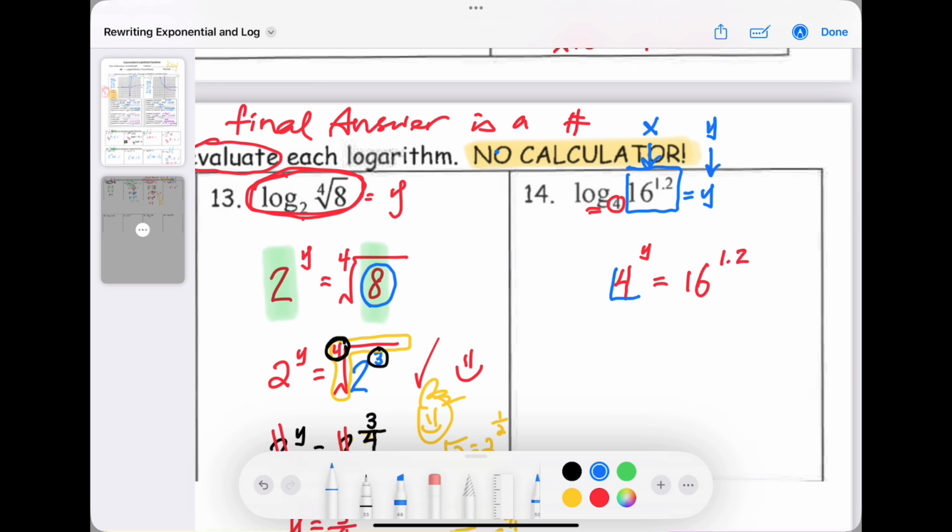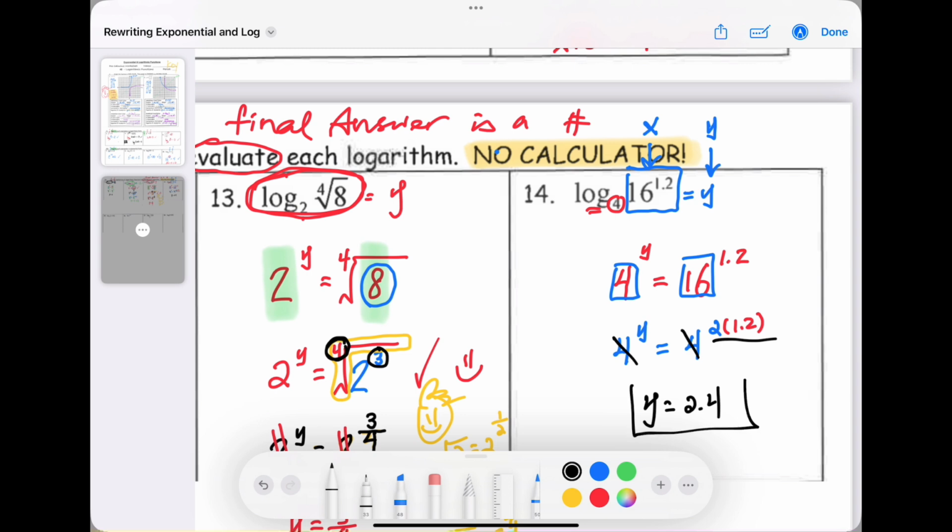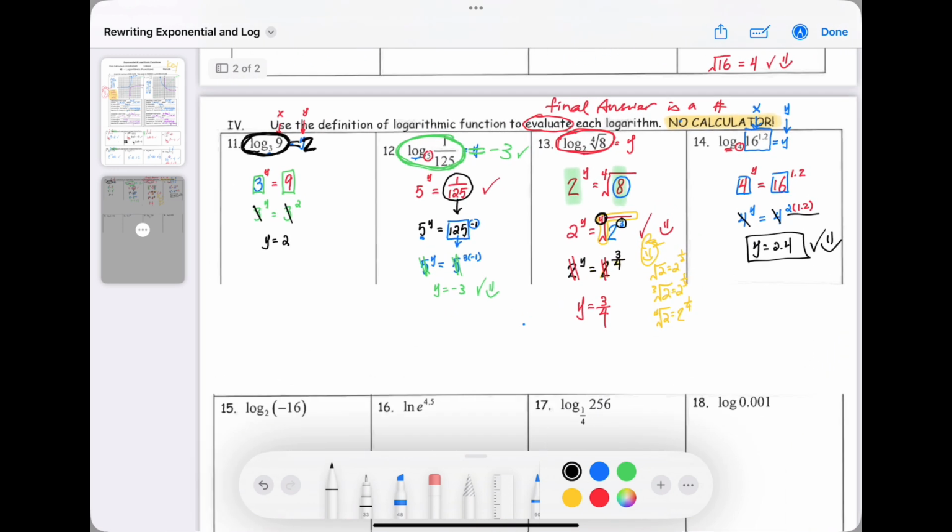Now, all about a base. 4 is my base, so leave me alone. Then what can you do with the 16? So 4 to the power 2 is 16. Do not forget, you originally have a 1.2 as the power. Then what do we say? Base the same, cancel out. So 4 and 4 cancel out. So y is equal to 2 times 1.2, which will be y equal to 2.4. Believe in yourself. That is it.